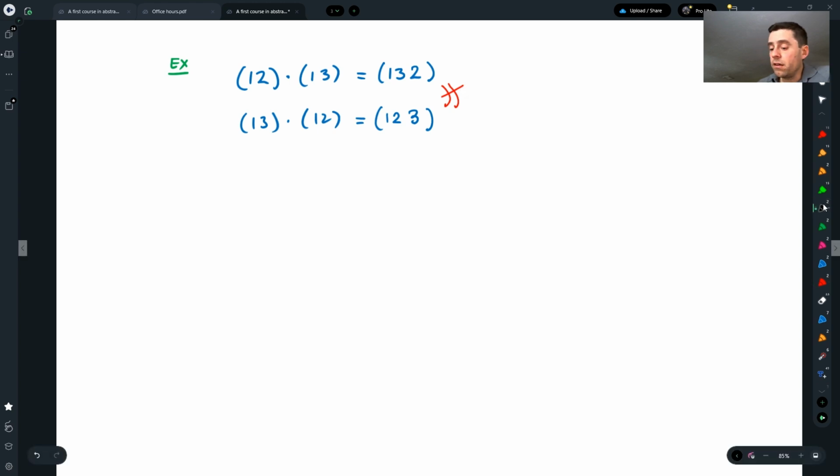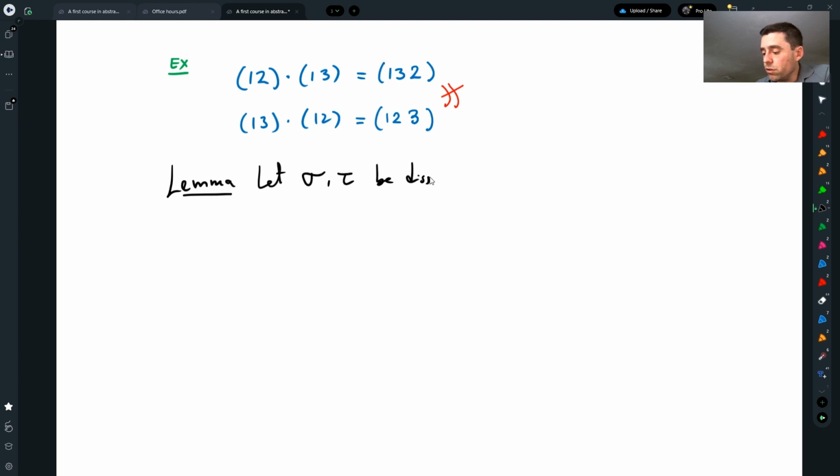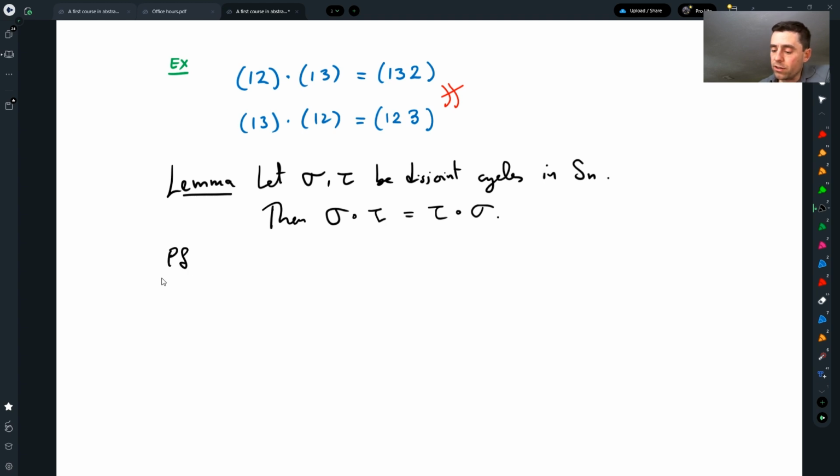However, as I said, let's prove a lemma that says: let sigma and tau be disjoint cycles in Sn, then sigma composed with tau is the same as tau composed with sigma. So let's prove that disjoint cycles do commute. So let sigma and tau be in Sn and disjoint.